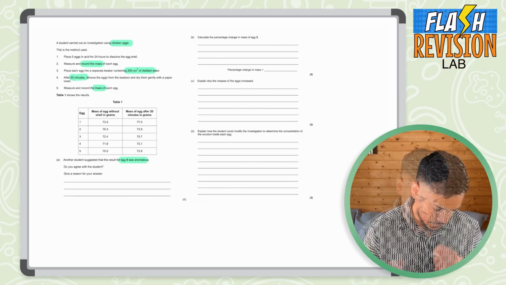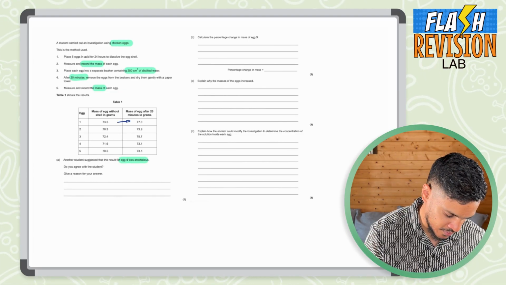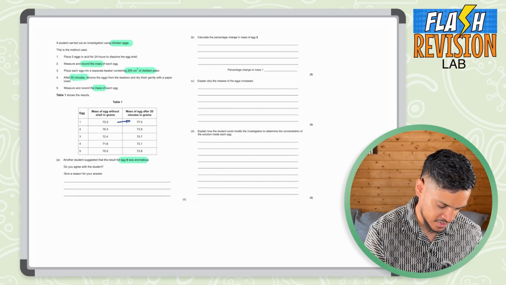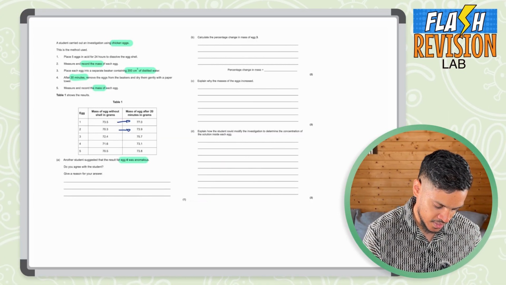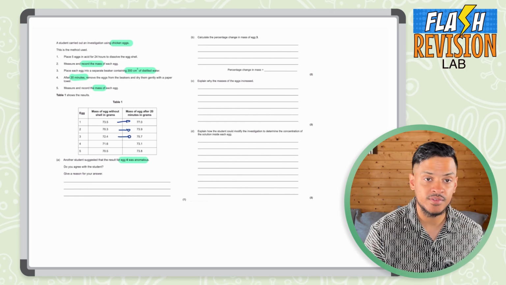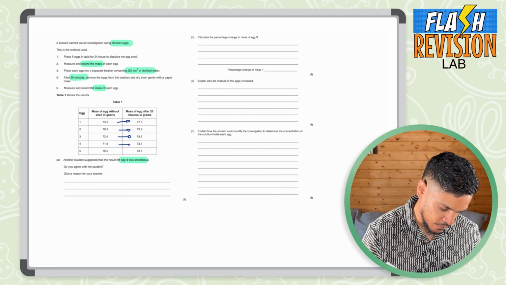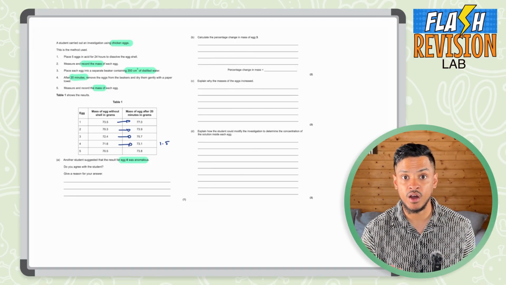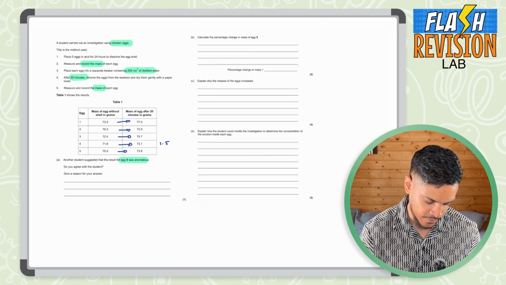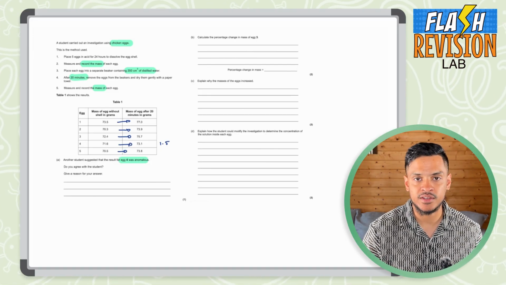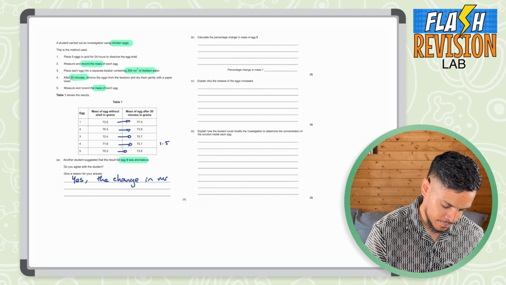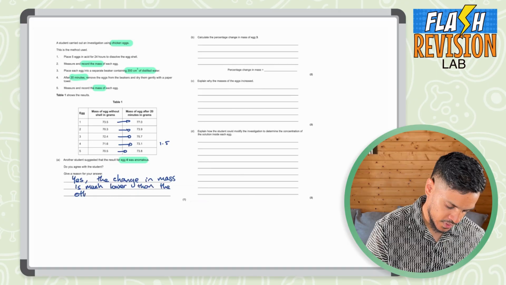If we look at the changes in mass here, we can see we've got around 3. So this is going from 73.5 to 77. This is around another 3. Increasing from here to here is around 3. But then if you look at number 4, it's only increasing by around 1.5. It's almost half of the other ones. Even this one is 3. So I would say it is anomalous. So yes, we can say the change in mass is much lower than the others.